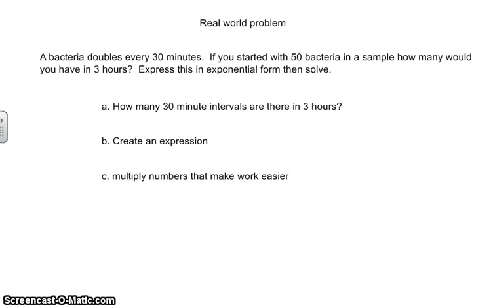Real world problem. So a bacteria doubles every 30 minutes. If you started with 50 bacteria in a sample, how many would you have in 3 hours? Well, let's think about this. First, we got to know how many 30-minute intervals there are in 3 hours. There's 2 30-minute intervals in every hour. So it'd be 6 intervals.